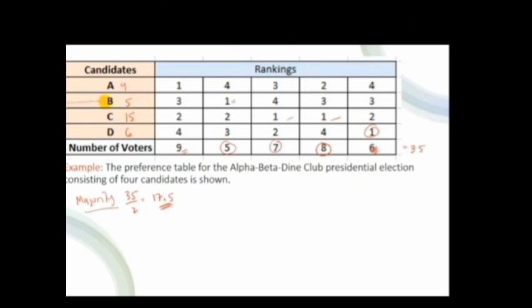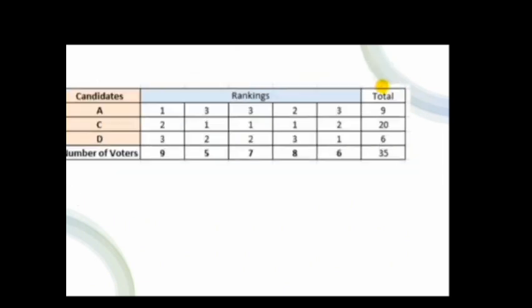So ang pinakamababa ay si candidate B. Nakakuha siya ng 5. So ito yung bagong magiging count natin. Inayos ko lang siya para maintindihan natin. So si candidate A is nakakuha ng 9. Si candidate C naman is nakakuha ng 5 plus 7 plus 8 equals 20. Si candidate D naman is nakakuha ng 6. Kung mapapansin natin, si candidate C is nakakuha ng 20.